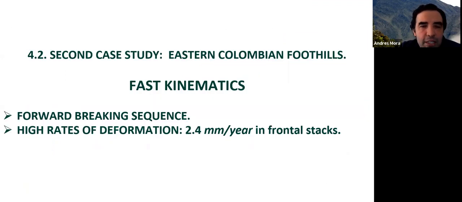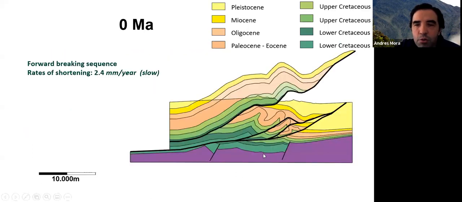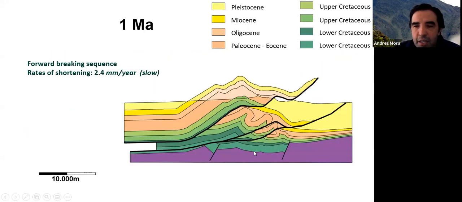If you use faster kinematics and a forward breaking sequence, which is the closest that we can get to the actual kinematic behavior evolution that we know from that area, and high rates of deformation, as I was showing earlier, fast exhumation or erosional denudation at the end, we would use in that case 2.4 millimeters per year in the frontal stacks in the triangle zone. And then that would be the kinematics.